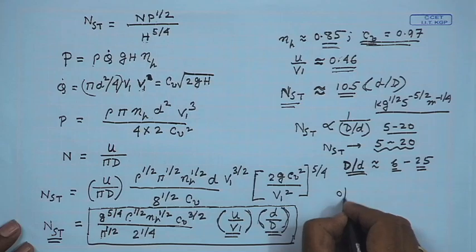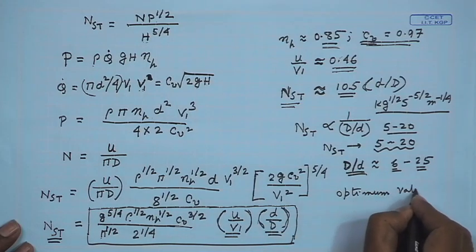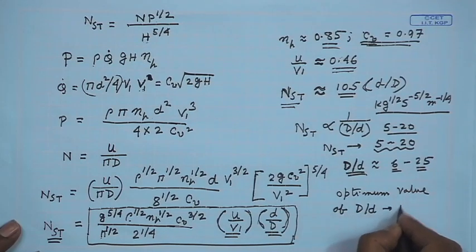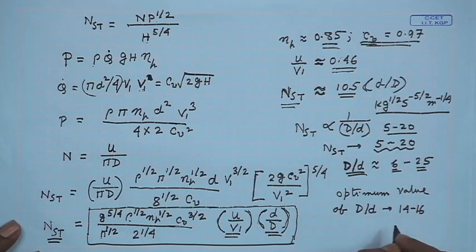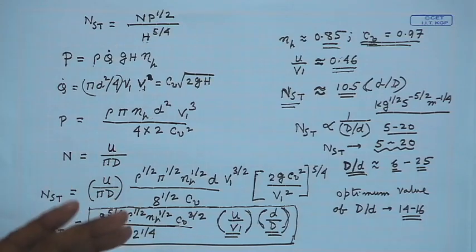So, from these 2 contradicting points of view, an optimum value of D by d lies between 14 and 16. So that it should not be very large, making the machine unnecessarily large, bulky, slow running, and ultimately leading to a low mechanical efficiency and overall efficiency, and again not be very small, having more number of buckets with close spacing, also leading to a lower efficiency.